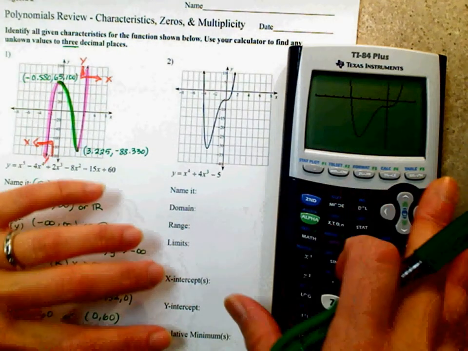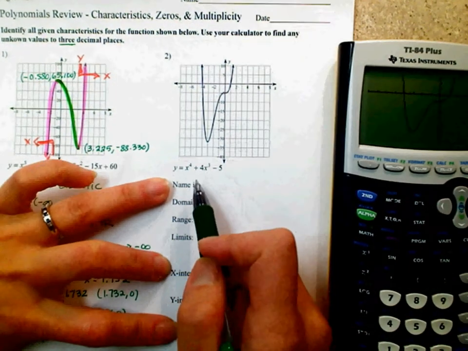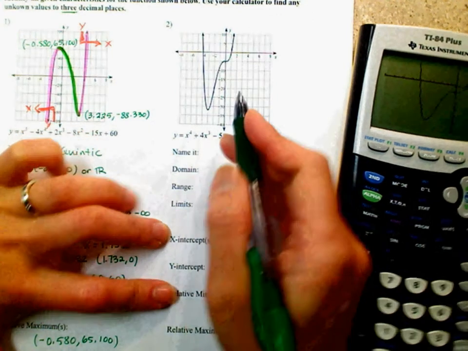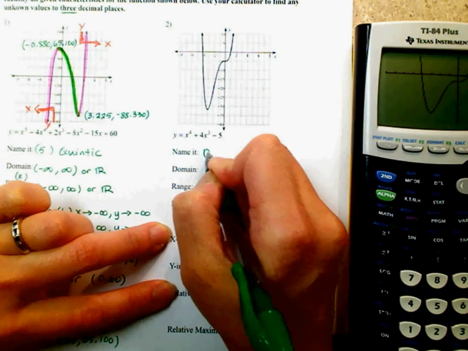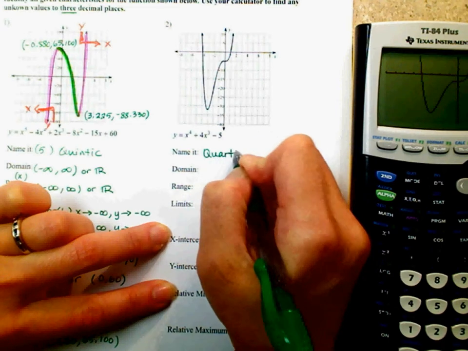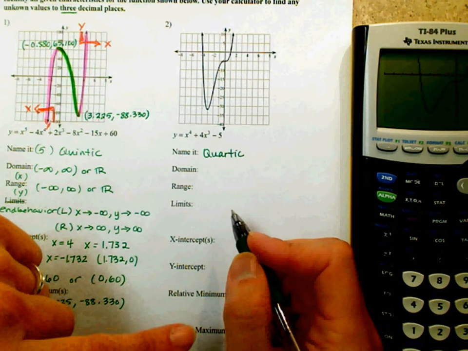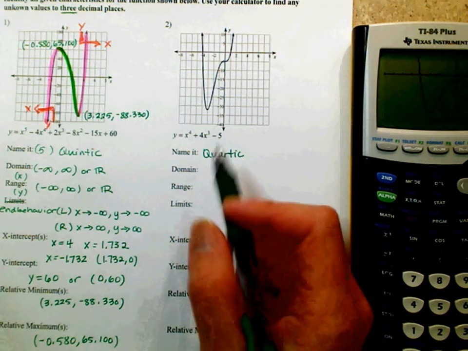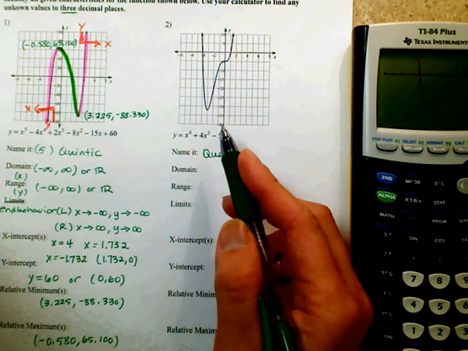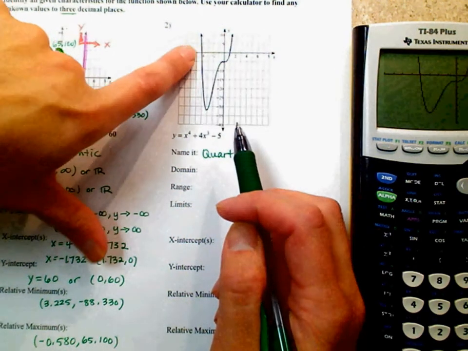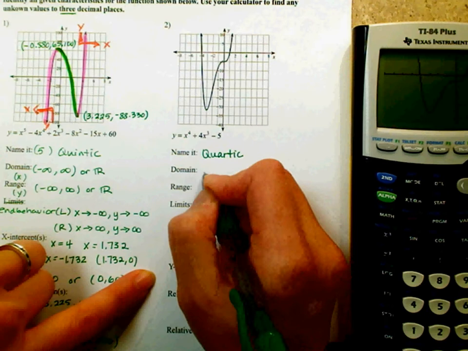Let's name it first. Let's take a look at the name. You see how it's to the 4th? Since it's to the 4th, that is called a quartic, okay? Naming it is not how many terms I have. Naming it is depending on the degree, and this degree is the 4th. Your domain, far left to far right. Notice I don't start here, I start way over here, and that is all real numbers, okay?